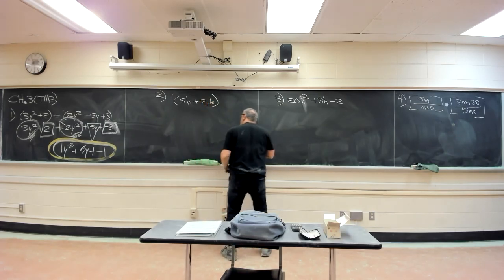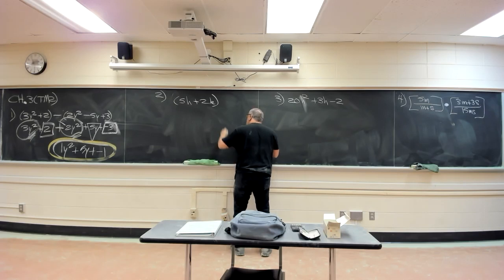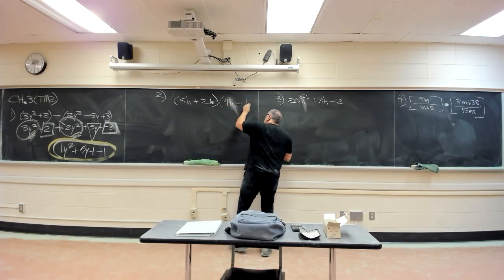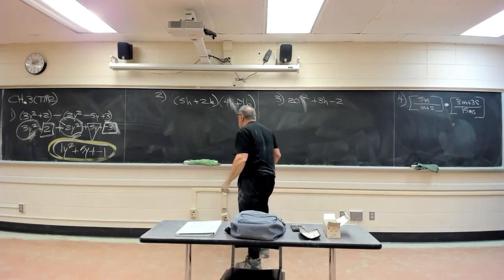We got the quantity 5h plus 2k and the quantity 4h, did it again, didn't I? And the quantity 4h minus k. Minus k is minus 1k. Minus 1k is plus a negative 1k. All right, let's try it one more time.